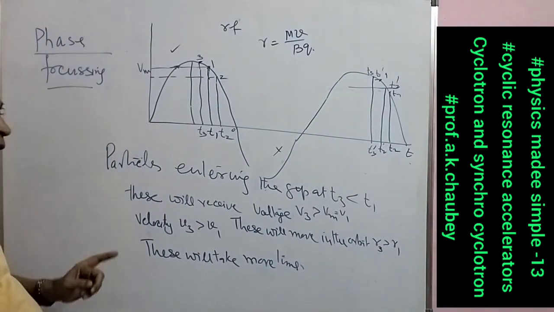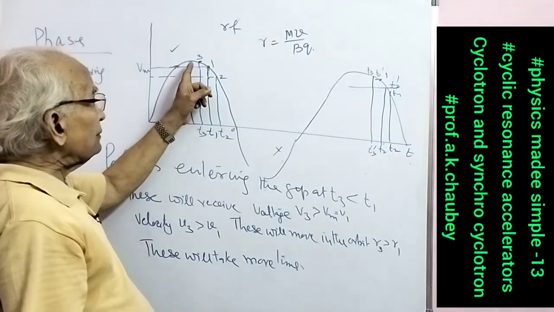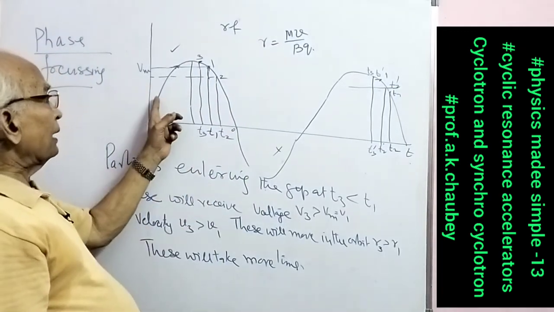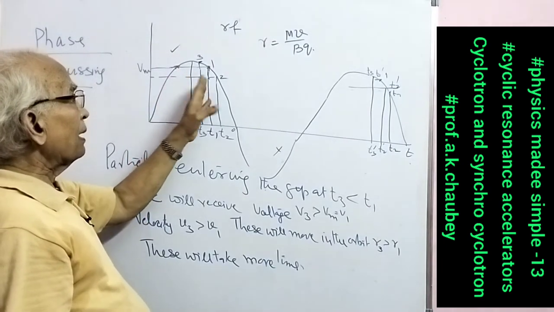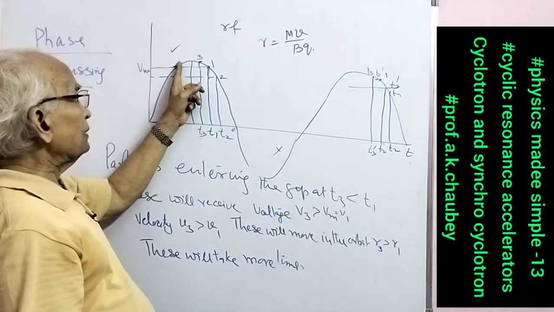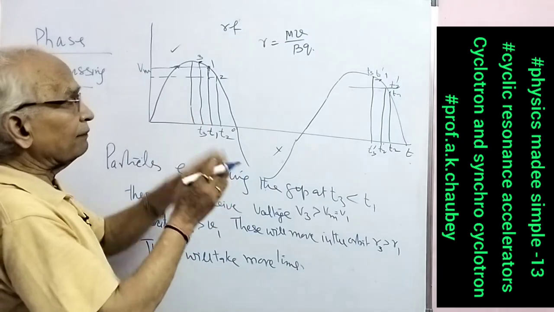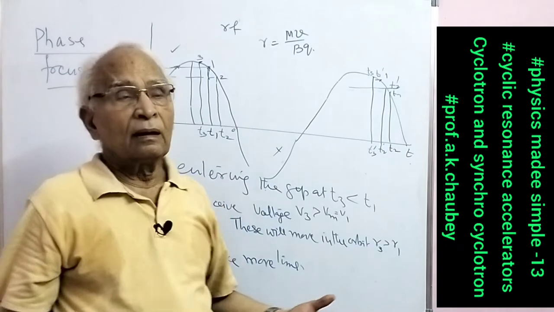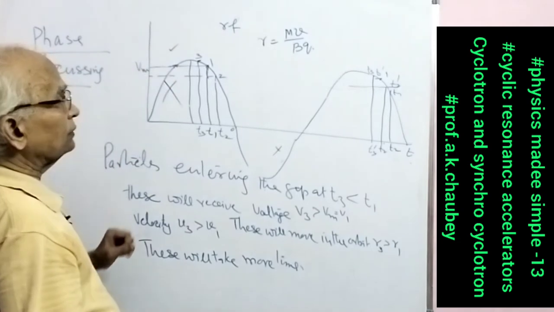Phase focusing is done by allowing the particle to enter the accelerating gap when the field is decreasing from maximum. You can think that if we allow the particles to enter when the field potential is increasing from zero to maximum, the opposite will happen. These particles move away, which means out of focus. So in this quadrant, phase focusing is not achieved and we don't use this quadrant.